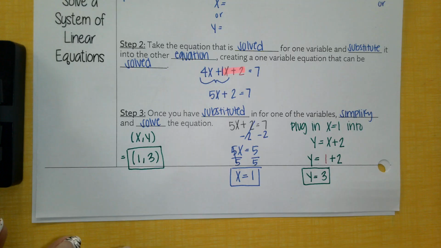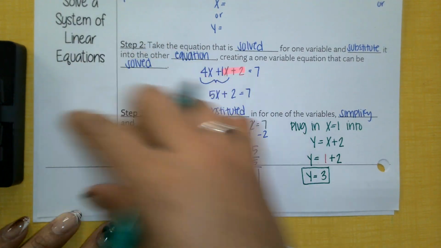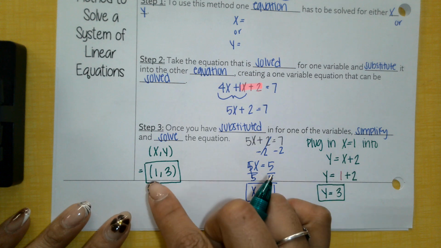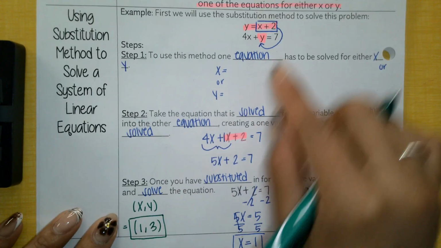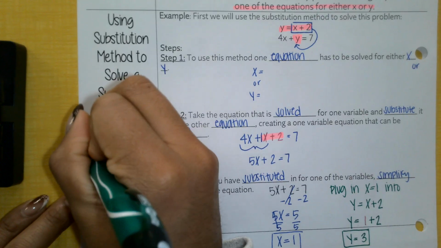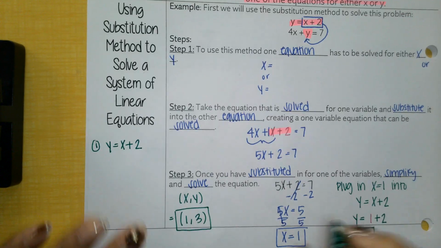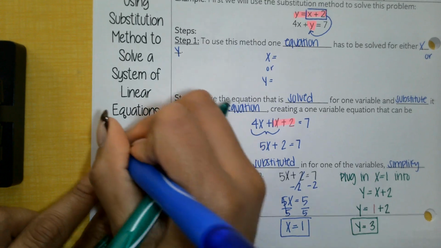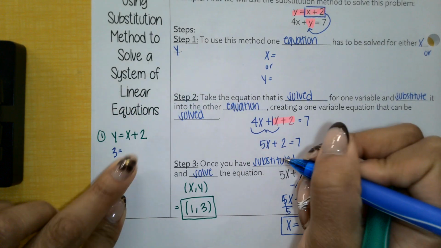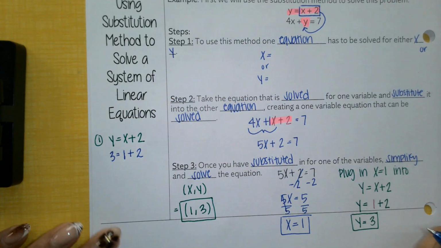Now, there is a way for you to check your answer, which I'm going to write here on the side so you can have an idea of what to do. In order to check your answer, you have to plug your x and y values into your original equations, and it has to work. So let's look at equation number 1. We have y is equal to x plus 2. We know my y is equal to 3 and my x is equal to 1. Bring down the plus 2.